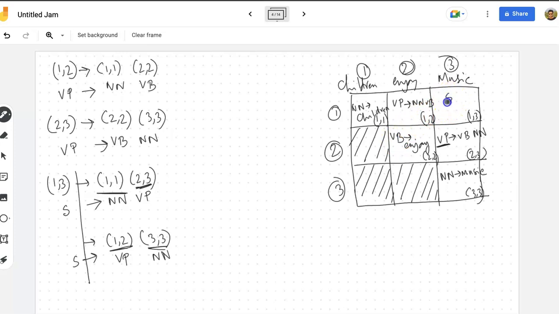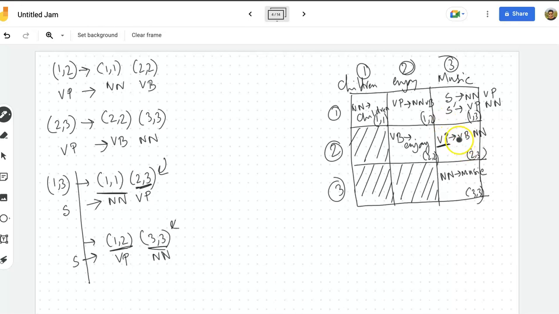So this will be S tends to NN VP, or S tends to VP NN. Because we can reach S in two ways, one is this, one is this. Now we have completed the table. Now what is the conclusion? What conclusion can we make from this table?